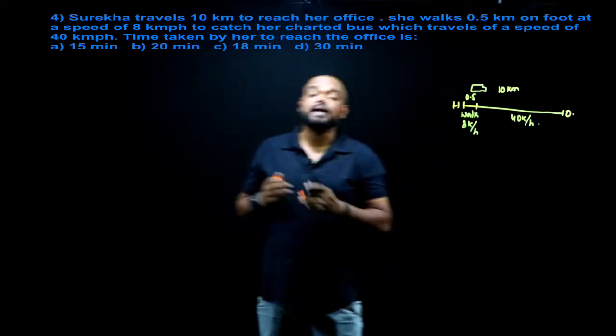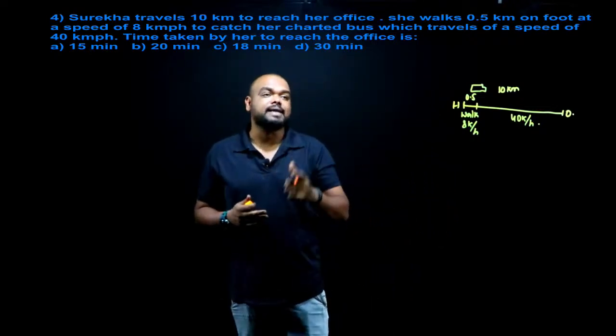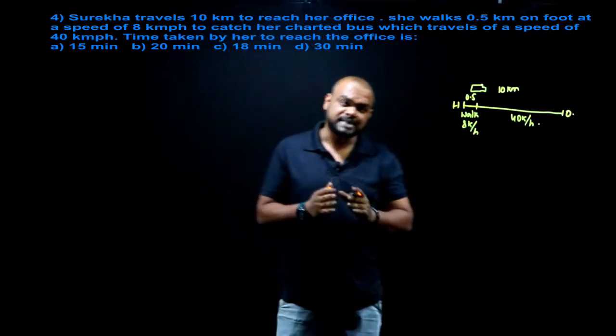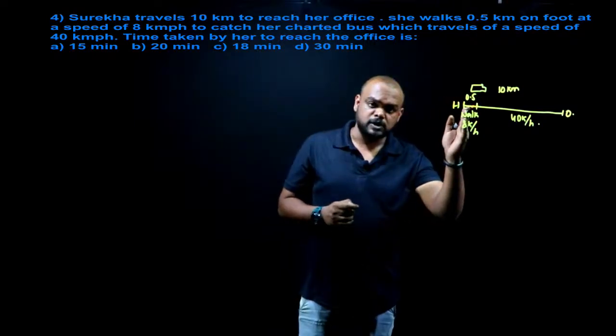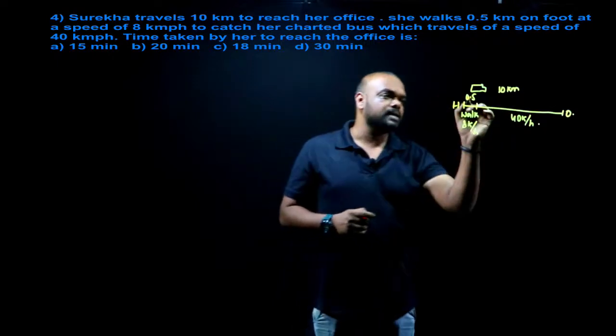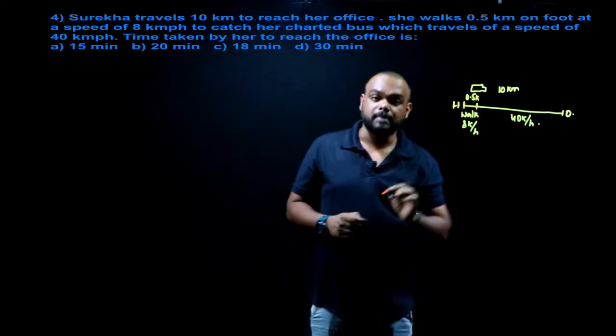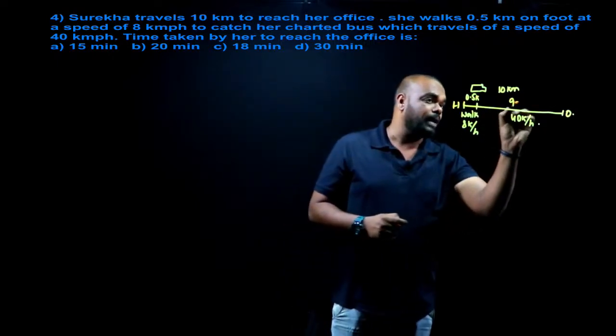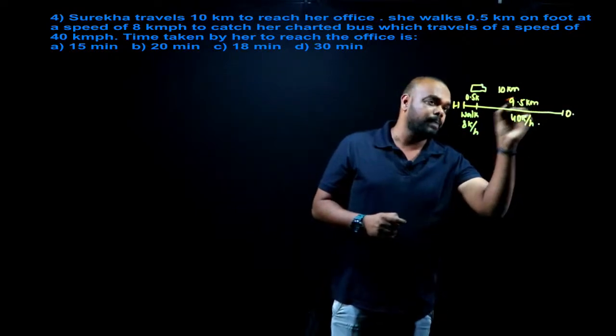What is the time taken? At what time will she reach, or what is the time taken by her to reach the office? Simple. How much time she spends here and how much time there? Totally 10 kilometers. This is 0.5 kilometers which she is going by walk. It means this will be 9.5 kilometers which she will be going by bus.